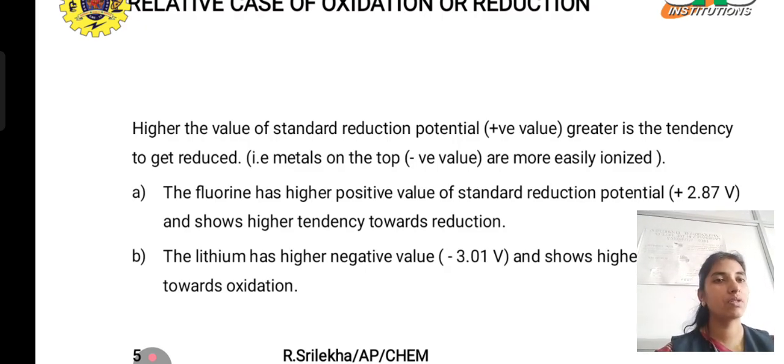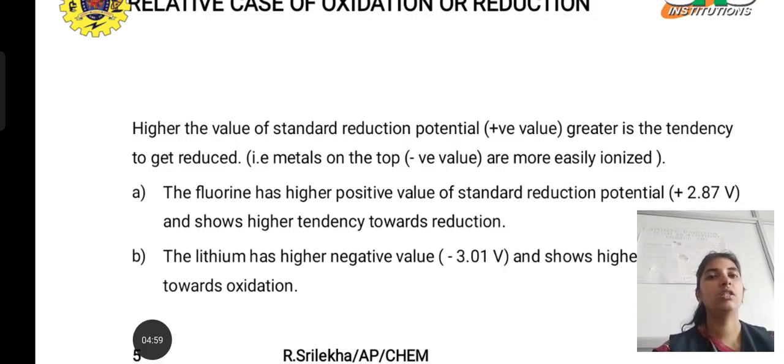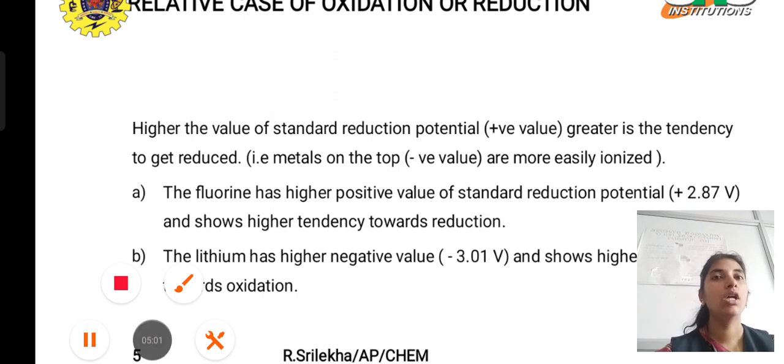minus 3.01 volts, it shows a higher tendency towards oxidation. This is the formulation for the relative ease of oxidation and reduction processes.